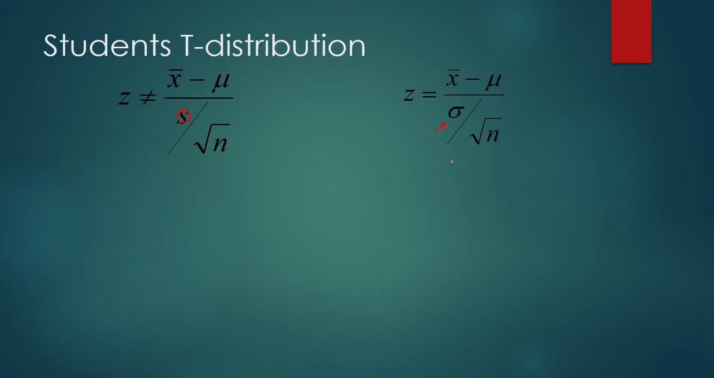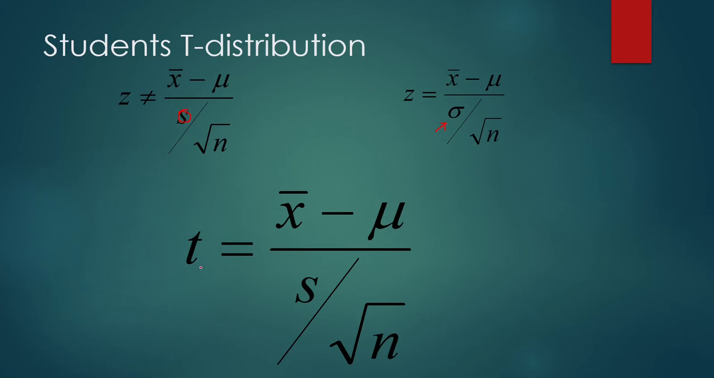Now, instead of calling this Z, we're going to call it T. So we have a T distribution now that is equivalent to x bar minus mu divided by S over the square root of n. Again, notice that this is S and not sigma. So we're using this in place of the population standard deviation because it's very difficult to know what that is, but it's easy to calculate the sample standard deviation. So T is essentially an estimator for Z.